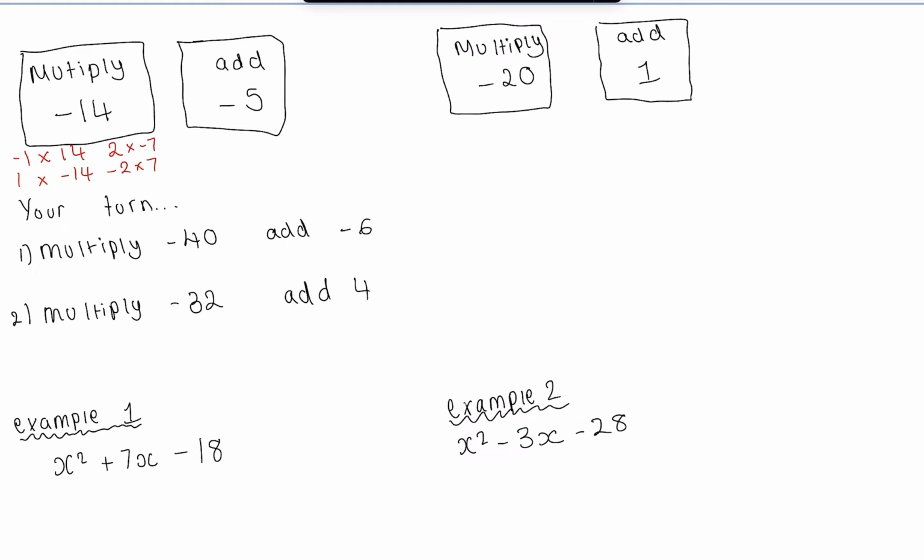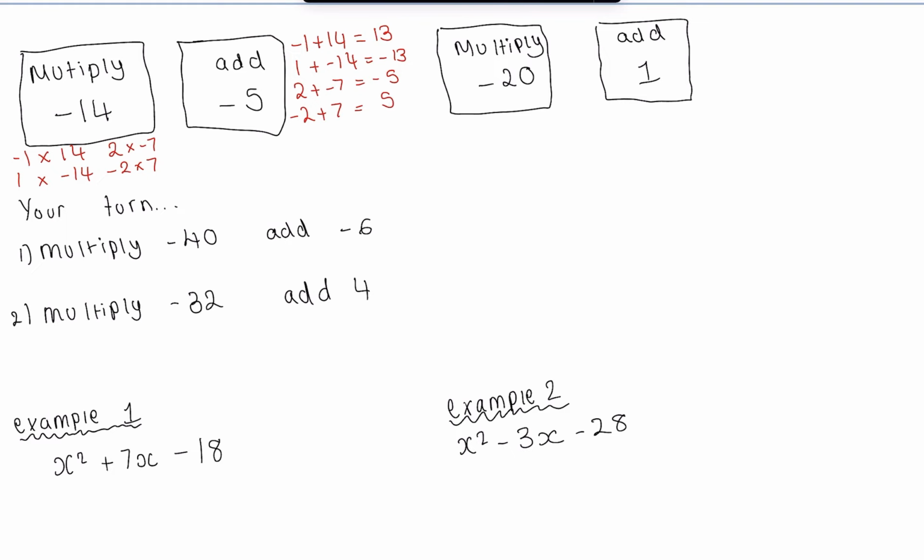So now let's have a look at which add together to give us -5. And this is where we have to be really careful again. So we've got -1 add 14, we've got 1 add -14, 2 add -7, and -2 add 7. Now, -1 plus 14 is 13. 1 add -14, that's essentially the same as doing 1 take away 14, is -13. 2 add -7 is like doing 2 take away 7, which is -5. And then -2 add 7 is 5.